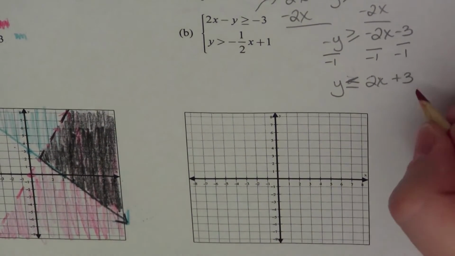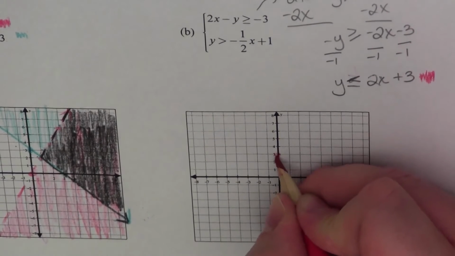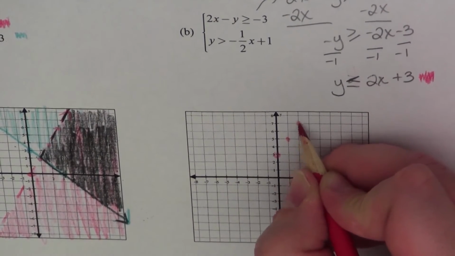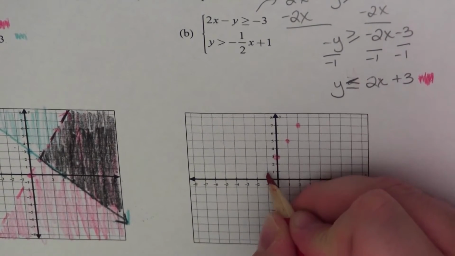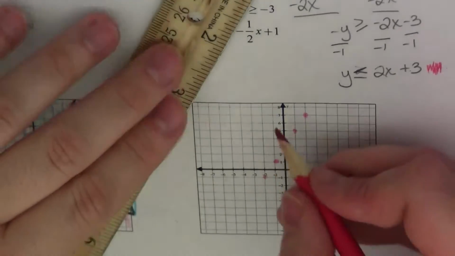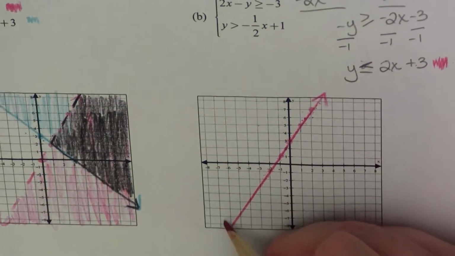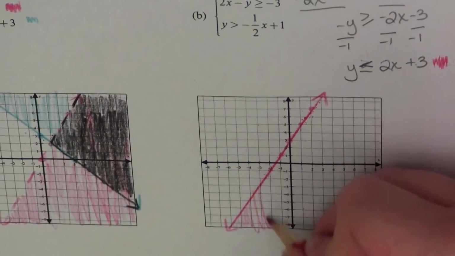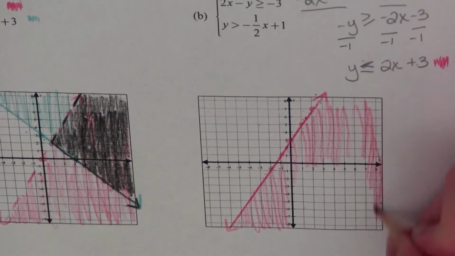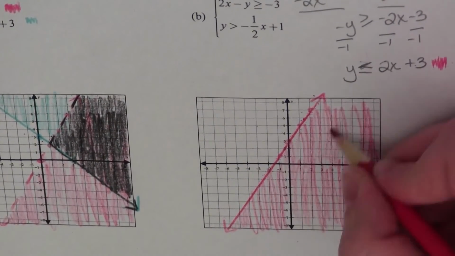So now I'm going to graph and shade that inequality. I'm going to do that one in red. I'm going to start at 3. I'm going to go up 2 over 1, up 2 over 1. I'm going to backtrack as well to get a few more points. Down 2 over 1, down 2 over 1. Connect the dots with a solid line. And then we're going to shade below this line. Again, make sure you're extending your shading to the edges of the grid.